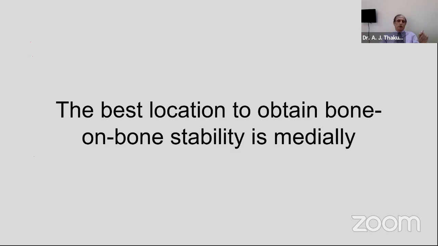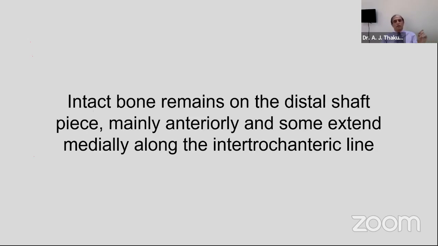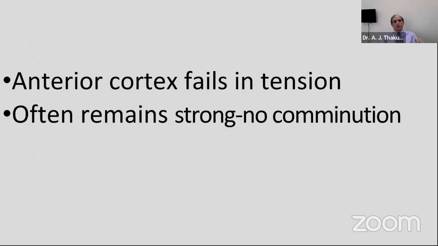The best location to obtain bone-on-bone stability is medially. Whatever the comminution or whatever the number of fragments, there is some bone left on the medial distal shaft, mainly anteriorly and to some extent on the medial side. Why is there bone always available on the anterior cortex of the neck? Because the anterior cortex fails in tension. As you would see in any other tension fracture, the fracture line always starts transverse. So the anterior cortex remains strong because it has broken in tension like this.